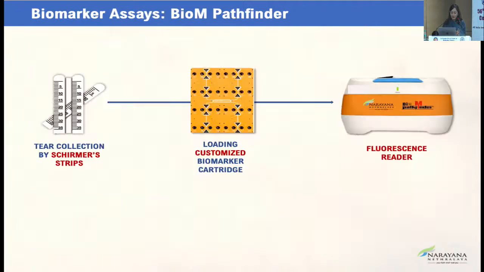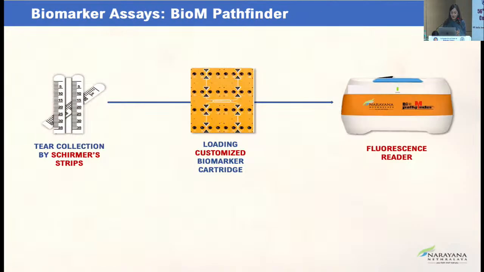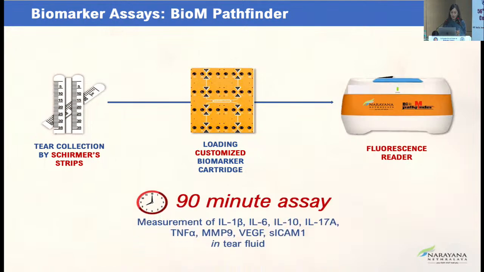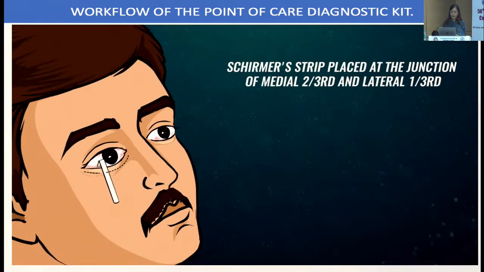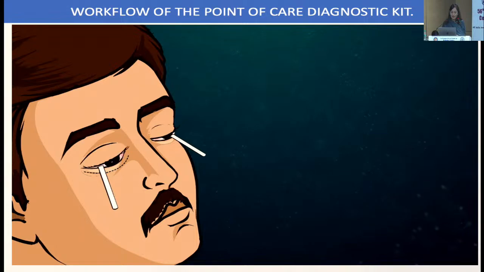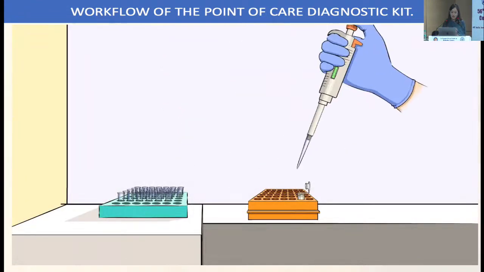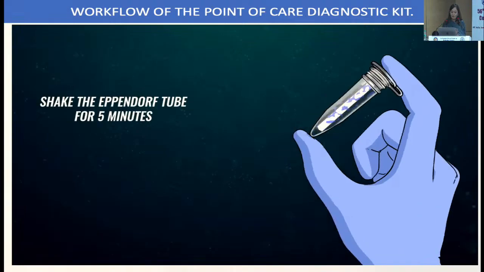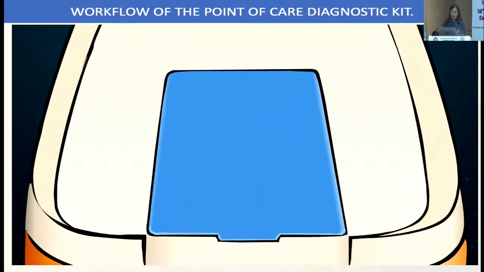After we have collected them in an Eppendorf tube, we load it in a cartridge. And then it's just a very simple test. The Schirmer strip is collected after 5 minutes, and it's put in an Eppendorf tube. The Eppendorf tube is shaken for 5 minutes. This is just done in clinics. You don't need to go to the lab. You shake it for 5 minutes with a buffer and take the analyte and put it in a cartridge.